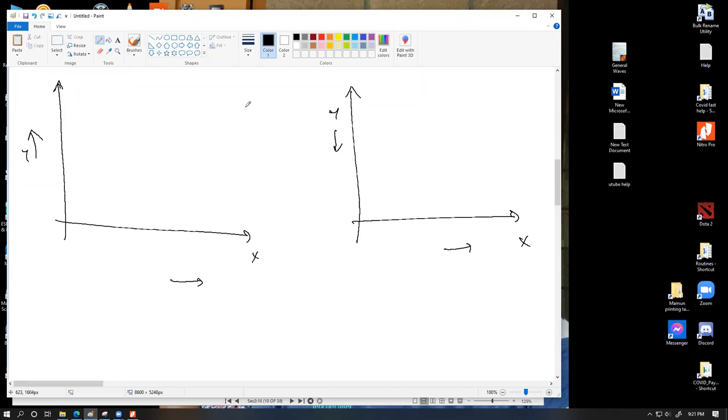And vice versa, for decreasing graphs, you'll have a negative gradient, because when x is increasing, y is decreasing, which means on the numerator you will have a small minus, which is a negative number. So if you do the ratio, you'll end up with a negative number.